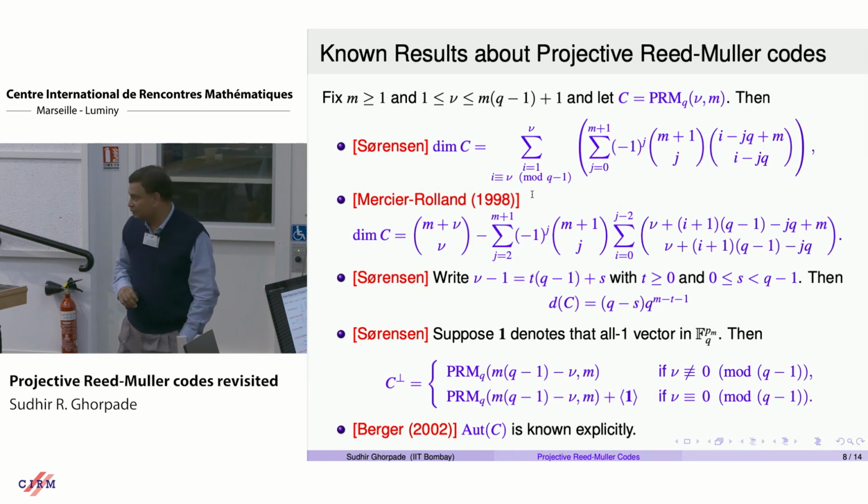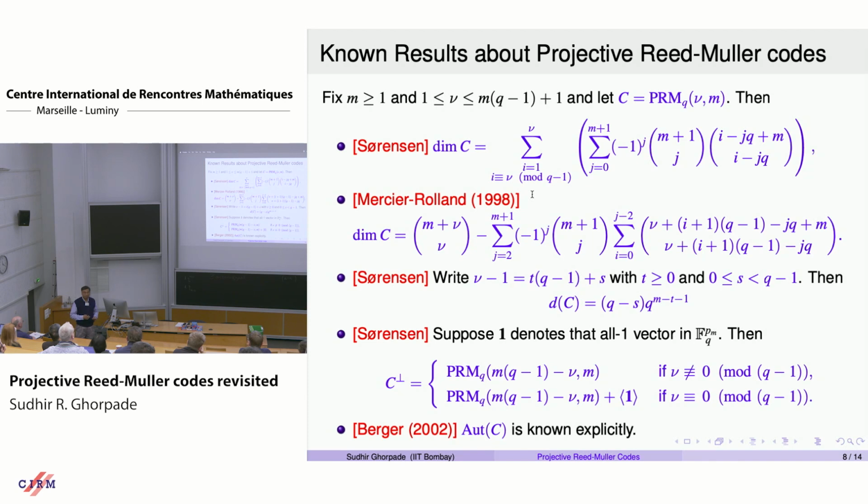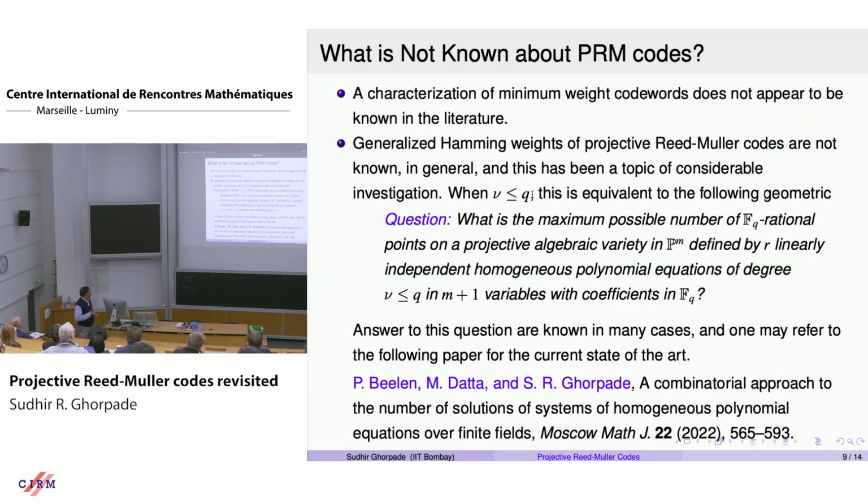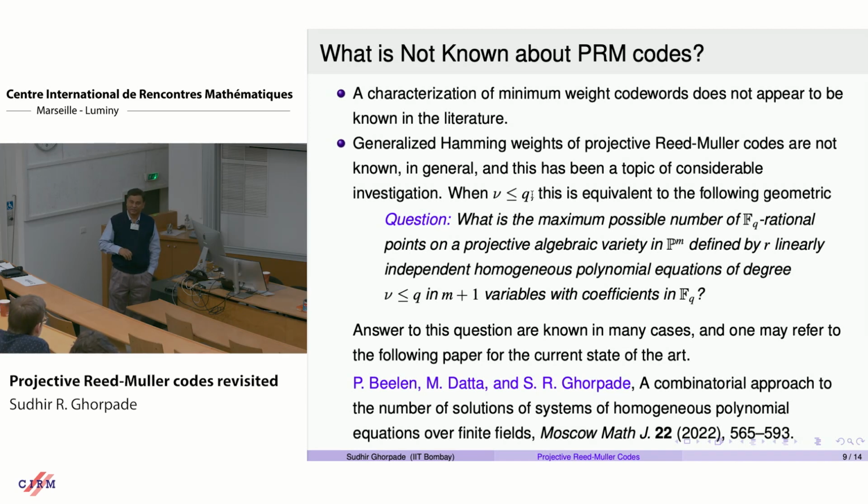So you know many things. Question comes, what is not known? So here is something which is not known. We, at least as far as I have seen, don't seem to have a characterization of the minimum weight code words, unlike, say, in the Reed Muller case. In fact, if you have seen Sørensen's proof, the nu less than or equal to q case actually gives a characterization of those hypersurfaces which have the maximum number of points, and in turn that will give you a characterization of the minimum weight code. But what about the general projective Reed Muller code?